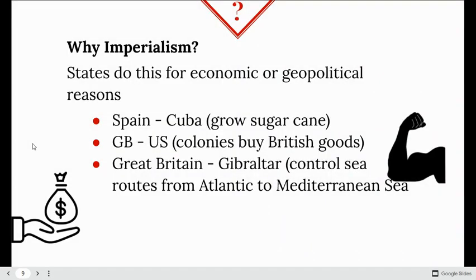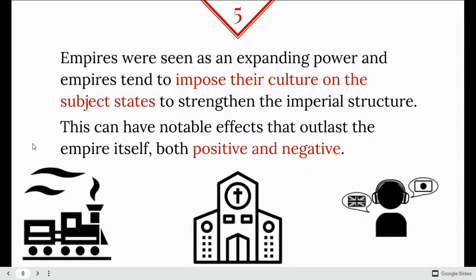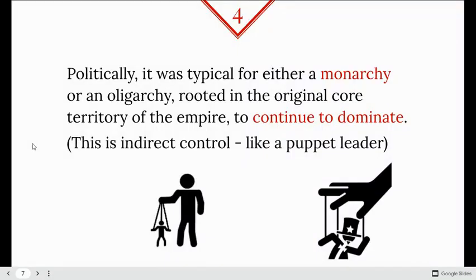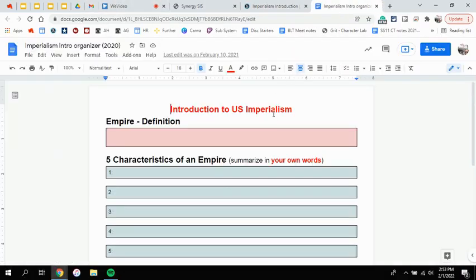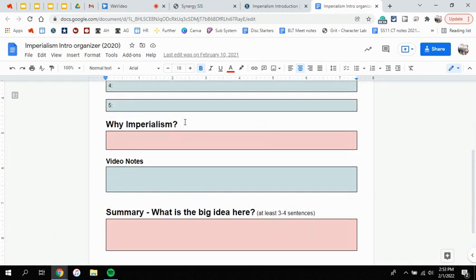So I'm going to suggest at this point that you review those 5 characteristics. If you have to rewind and listen again, if you can put the fancy language into words that make sense to you. I tried to highlight in red the most important parts. So if you can make sure that these 5 characteristics make sense, that is step 1. Step 2, if I look at our notes, says why imperialism?